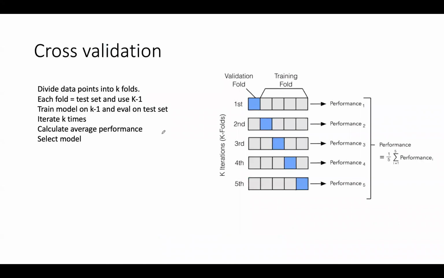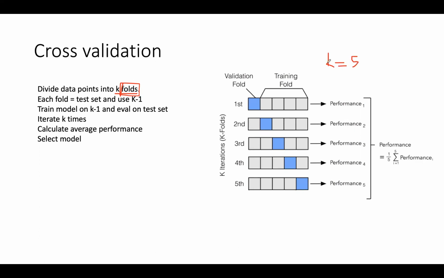Cross-validation works in the following way. The first thing, we want to divide the data set. So assuming this is our data set, we want to divide the data set into k equal partitions. These k equal partitions, we call them k folds, or folds. So 1, 2, 3, 4, 5. For example here, our k equals 5.